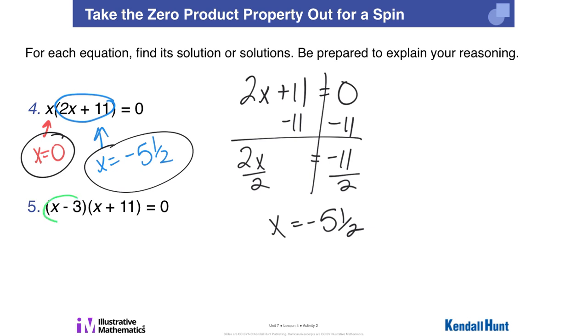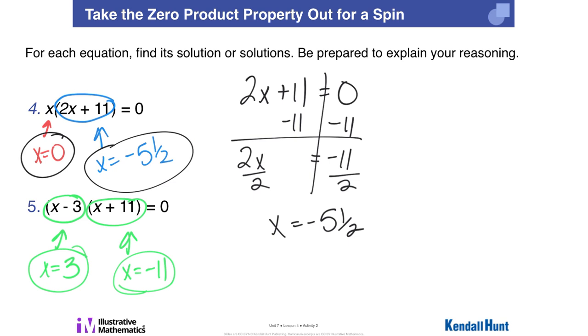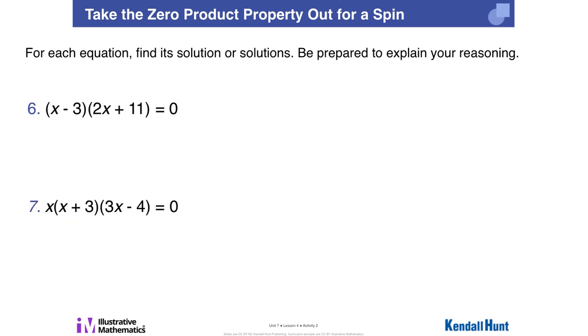Number 5 should look familiar from what we've done before. I'm looking at what does x here need to be to make the whole thing equal to 0? Well, it could be 3. And then over here, if x was negative 11, the whole thing would equal 0. So again, two solutions, 3 and negative 11.